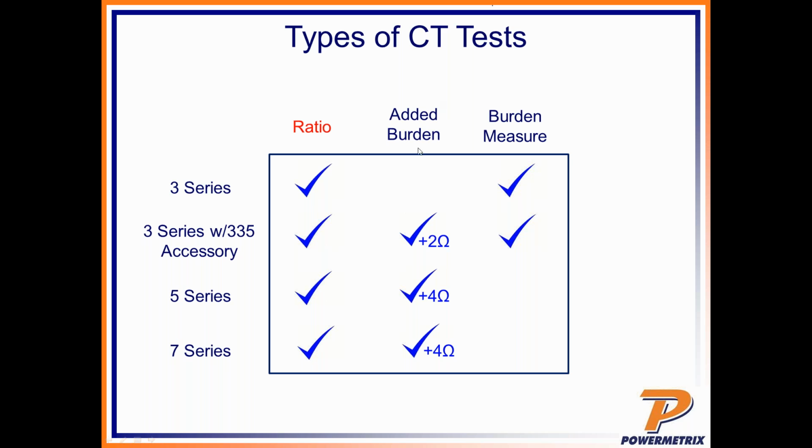And then we also have the added burden testing, where we're actually going to add burden to those CT circuits and then see what happens with the CT. So the 3 series by itself, just the handheld portion, because it's so small and lightweight, there's no room in there for the extra resistor network. So you can't actually add in burden with the 3 series itself. You can if you get that 335 accessory, and it goes up to an extra 2 ohms of burden that you can add. And then the 5 and the 7 series, they both add up to 4 ohms, okay?